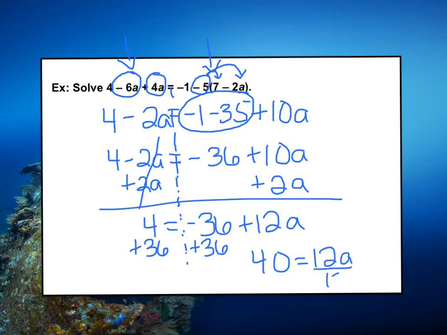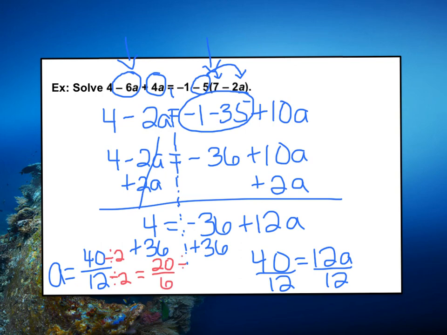And divide both sides by 12. And now I have a equals 40 over 12. But I can obviously simplify this fraction. So I'm going to divide the top number by 2 and the bottom number by 2 just to get smaller numbers. And I get 20 over 6. I can still go further, so I'll divide the top and bottom again by 2. And I get 10 over 3.